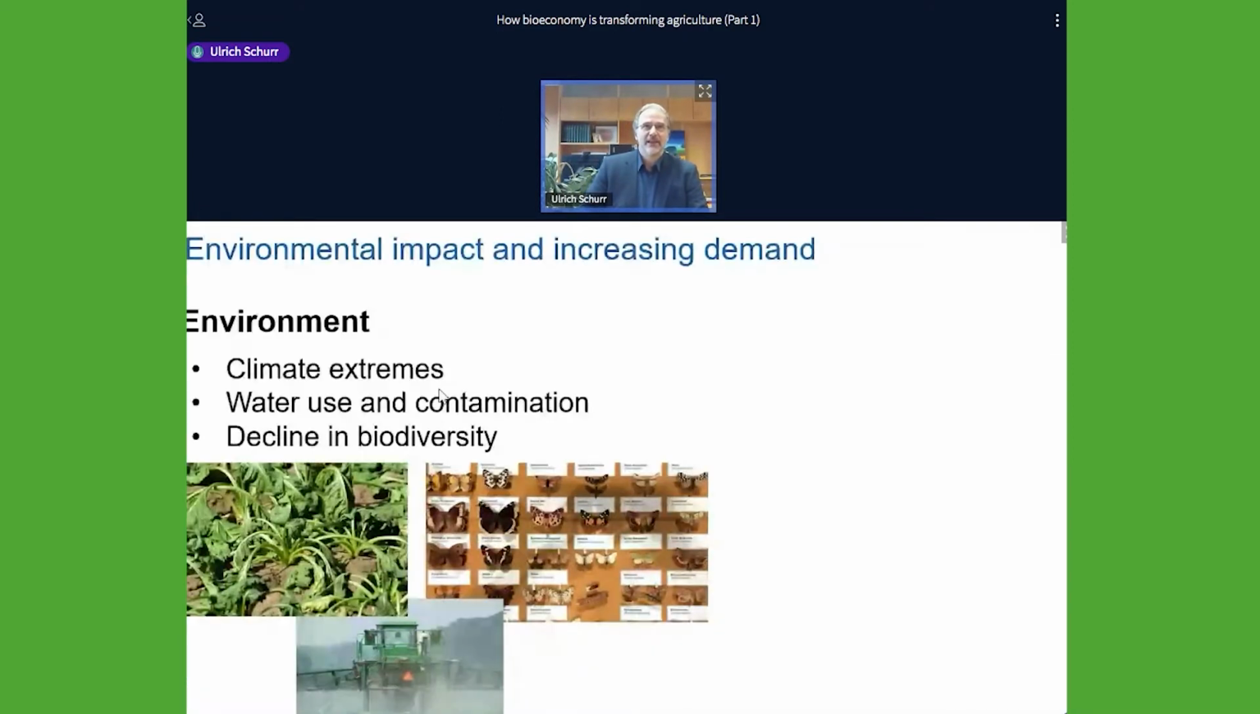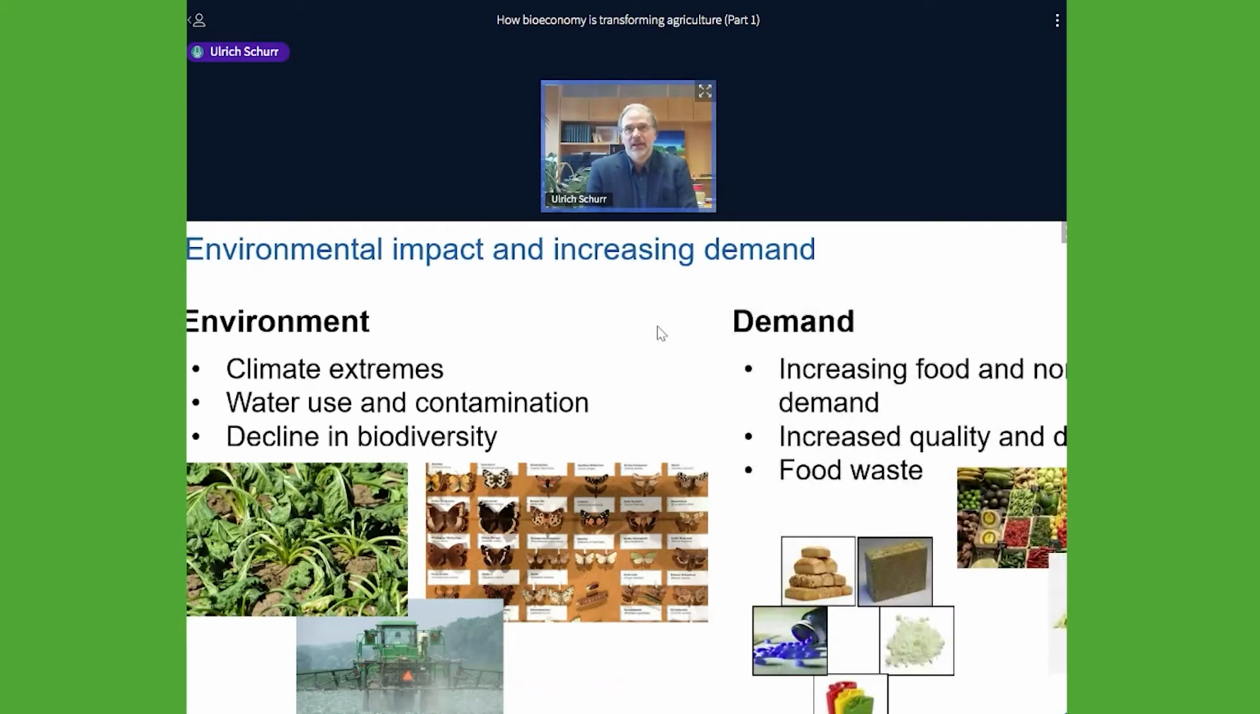The challenges which we have ahead in agriculture are numerous, and essentially we're facing two major parts. One is the environment, where we see more and more climate extremes, water use and contamination issues coming up, and the strong decline in biodiversity, which also affects our environment. At the same time, we see a very strong increase in food and non-food demands, which is obviously also about bioeconomy in many cases. It's also about the quality and diversity which we have to deliver, and food waste is a big issue which we have to handle in bioeconomy as a whole.